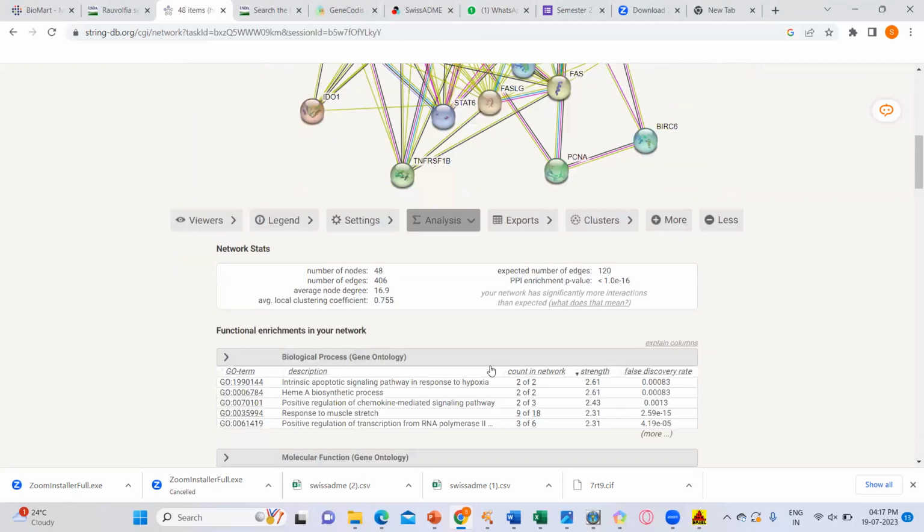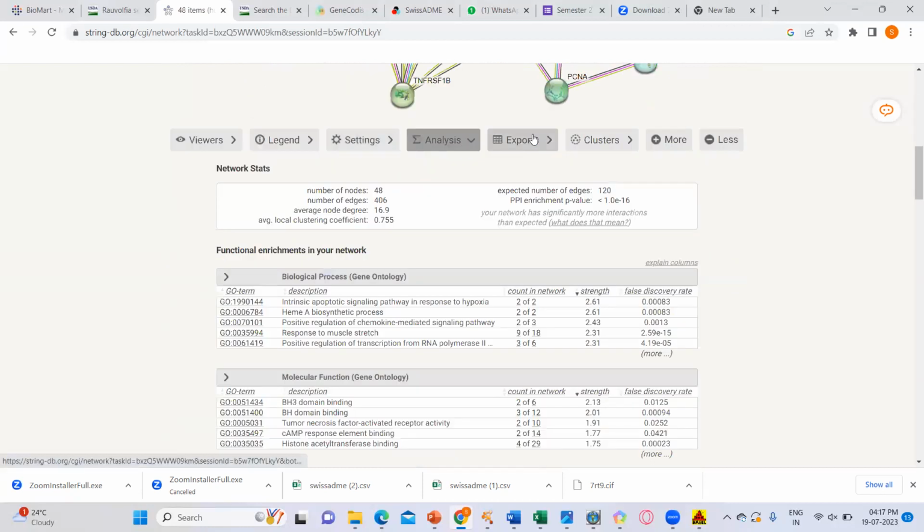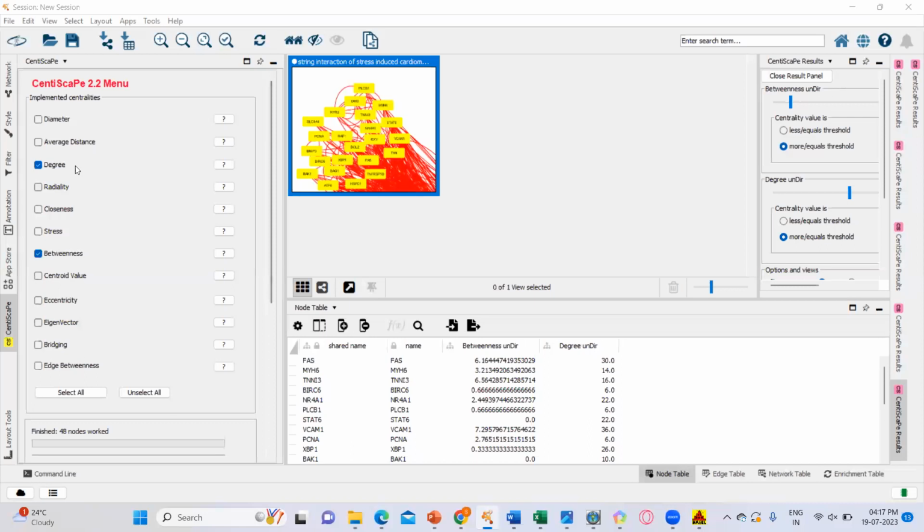So this STRING database structure, we have to convert it into TSV file format. So we can download the TSV file format over here, and then we have to export it into Cytoscape. In the Cytoscape analysis, here we have exported from the STRING database, and now the genes that are involved are added over here. By selecting the CentiScaPe menu, we can select the degree and betweenness over here, and the selected genes are obtained.